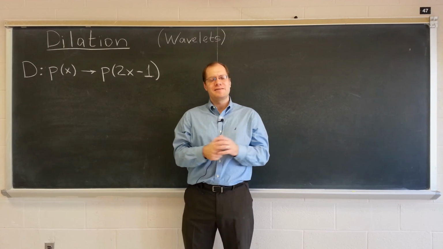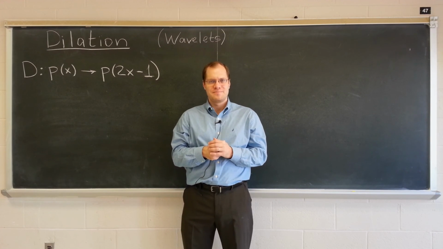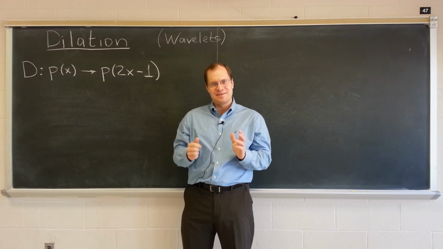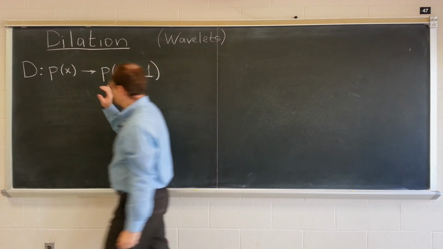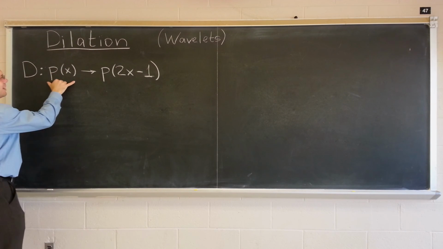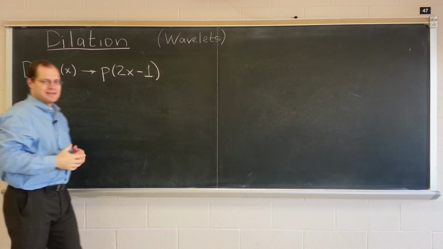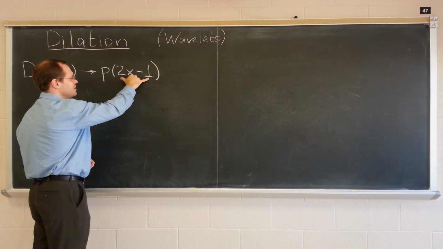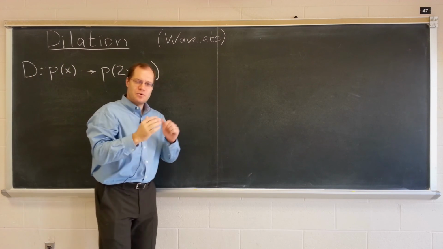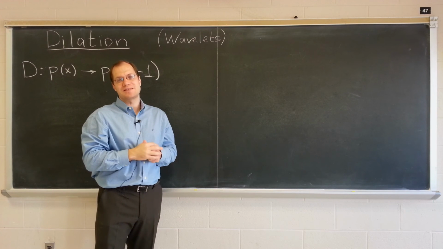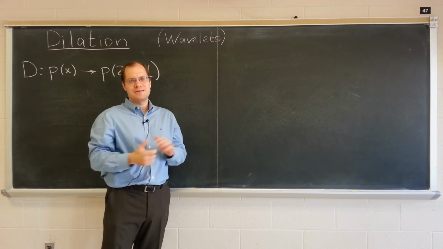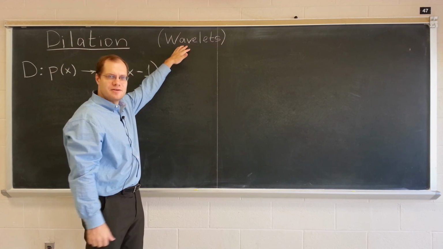Okay, let's talk about the operation of dilation. It happens on the space of polynomials. I'll give you its definition first. Given a polynomial p of x, for example x squared minus 1, substitute 2x minus 1 in place of x, form a composite function where every x is replaced with 2x minus 1. That's the operation. It actually finds tremendous applications in wavelet theory.